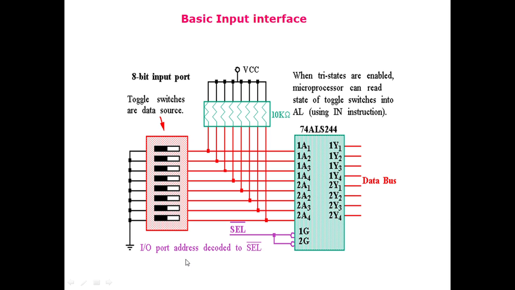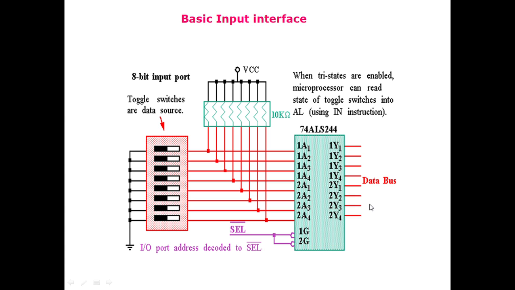bus. Whenever an I/O port address is sent by the microprocessor, that I/O port address is decoded to create a control signal, and that control signal is called select, and that select is connected to the 1G and 2G select or enable inputs of this chip. So whenever a 0 is provided here, it would enable this chip, which would just pass on the input data created by the toggle switches to the data bus. So the microprocessor would read the 8-bit data from this device.